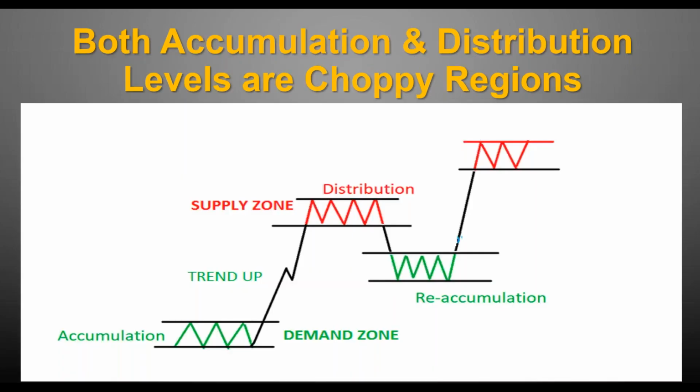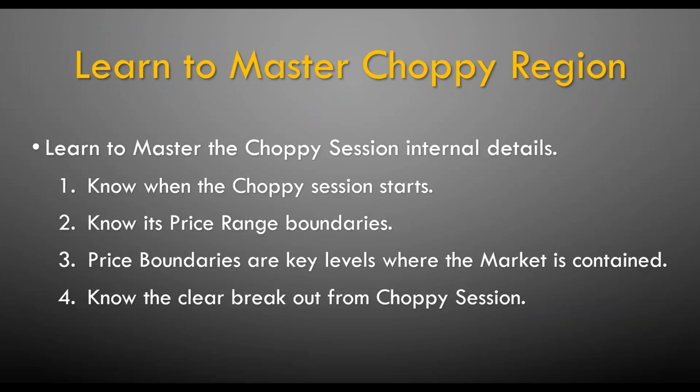So, like I talked about, I'm trying to show the same screen that you saw before. You can see the price bounces in those particular regions while the distribution is complete. That's what we call choppy. Both accumulation and distribution are choppiness. Okay.